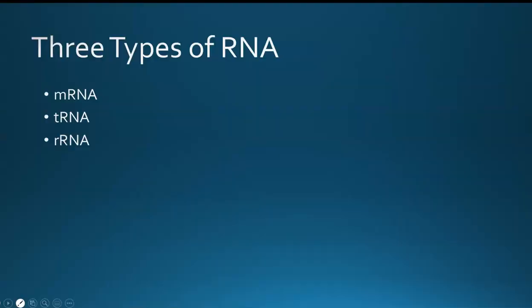There are 3 types of RNA. There's what we call mRNA, tRNA, and rRNA. mRNA stands for messenger RNA. tRNA stands for transfer RNA.